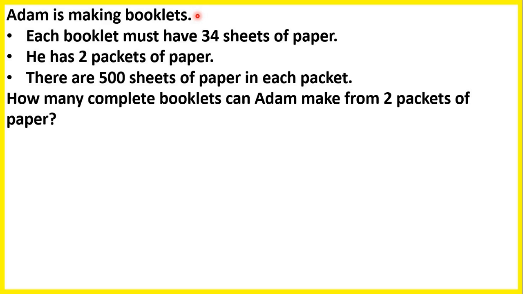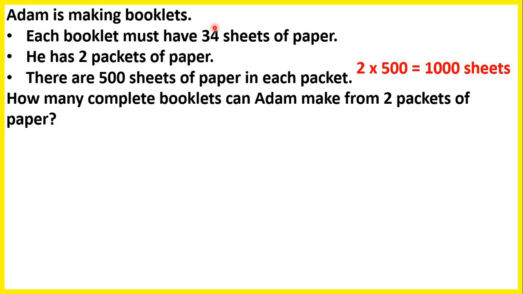Adam is making booklets. Each booklet must have 34 sheets of paper. He has 2 packets of paper. There are 500 sheets of paper in each packet. How many complete booklets can Adam make from 2 packets of paper? So we know that he has 2 packets and there are 500 sheets in each packet. So that's 2 times 500, so 1,000 sheets altogether.